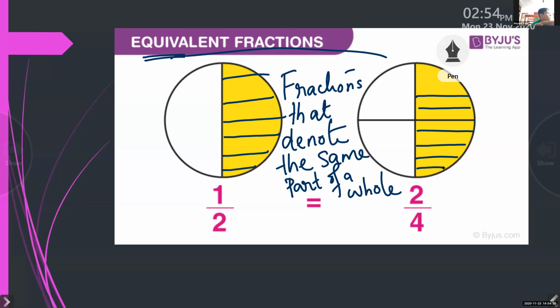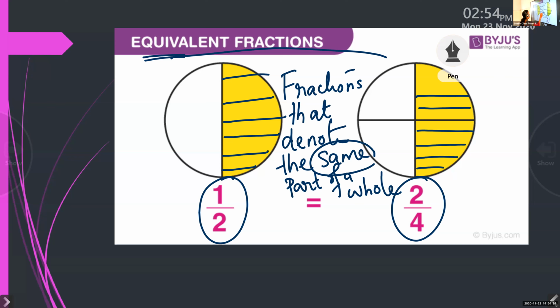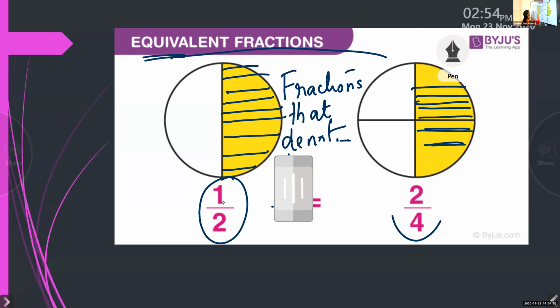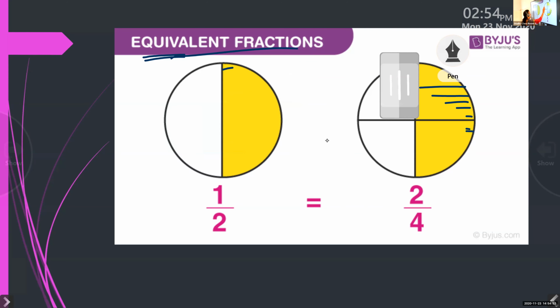Yes, Tanvi, can you observe, are they equal? Look at the board. Okay, so 1 by 2 and 2 by 4 are equivalent fractions because both of them denote the same part. Here we can see this half, and 2 by 4 also, they are the same.